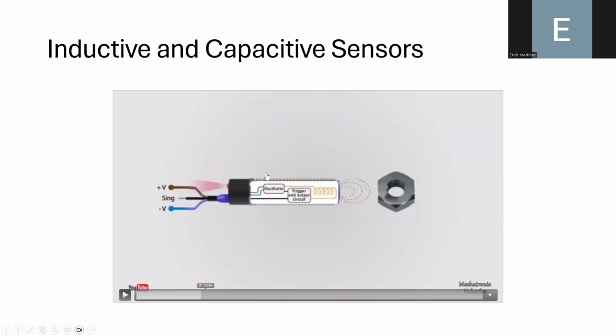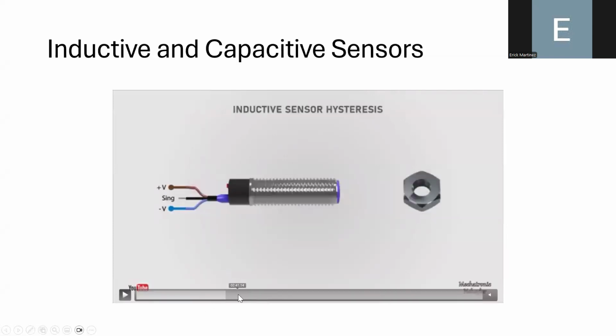So this is basically explaining how the connections of the inductive sensors work. You always have three terminals. One is the voltage source, and the middle one is the signal, or the electrical signal that is produced by the presence or the absence of the metallic object.